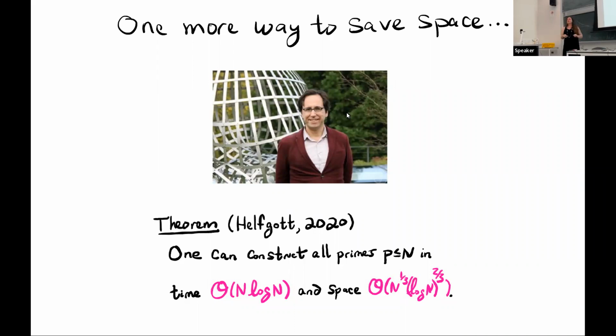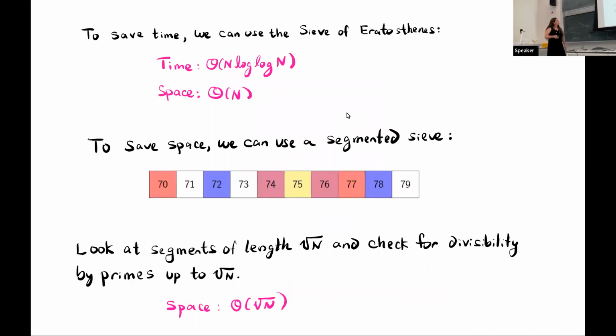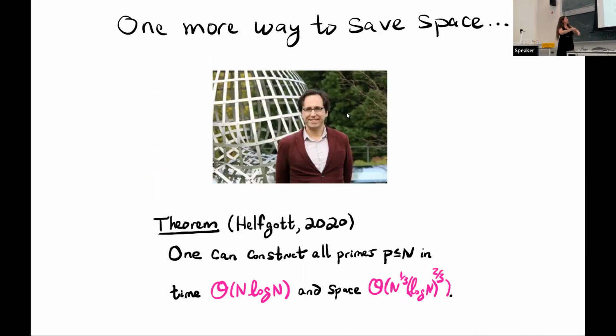And it lets you construct lists of primes up to n in time big O of n times log n, and space big O of n to the 1/3 times log n to the 2/3. And the thing about this is, again, if we compare with the previous page, we notice that up here we had n double log of n. So this one was a bit faster than big O of n log n.